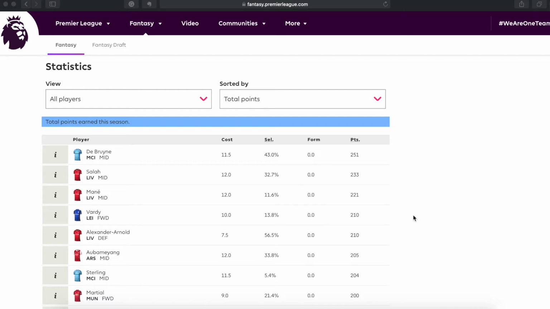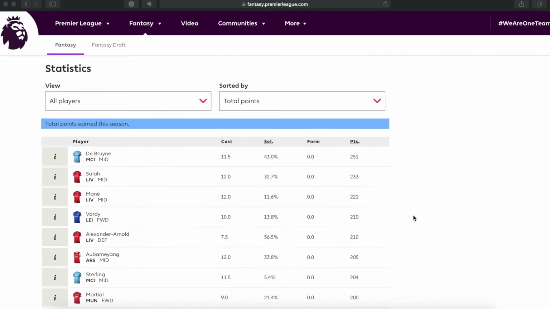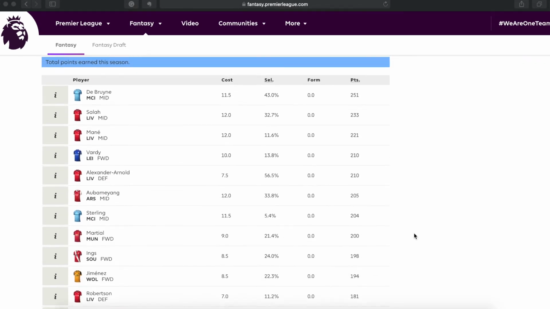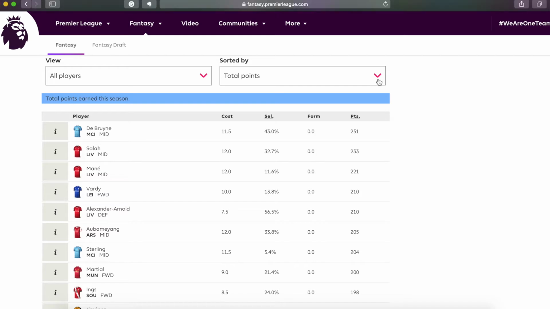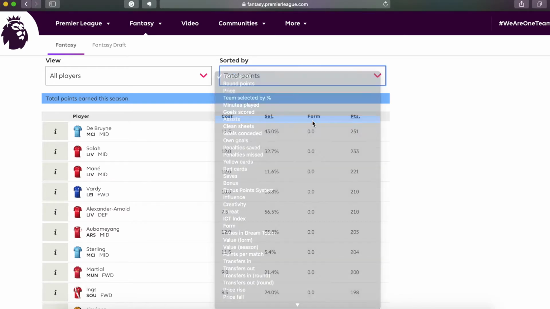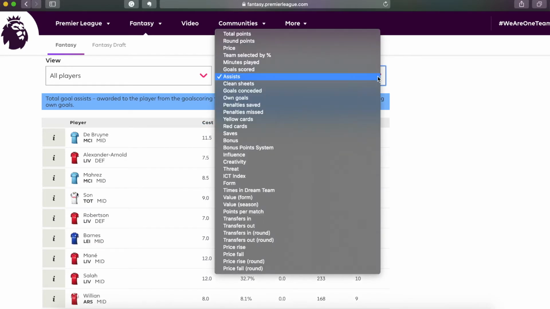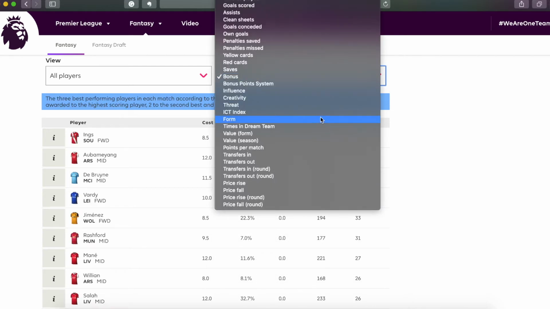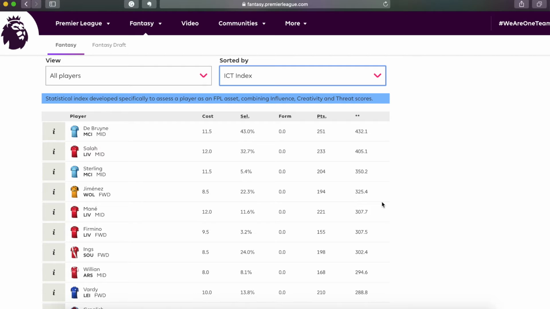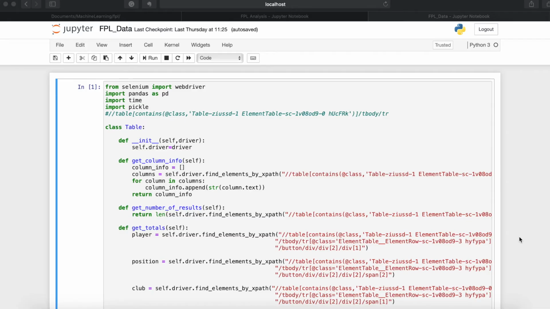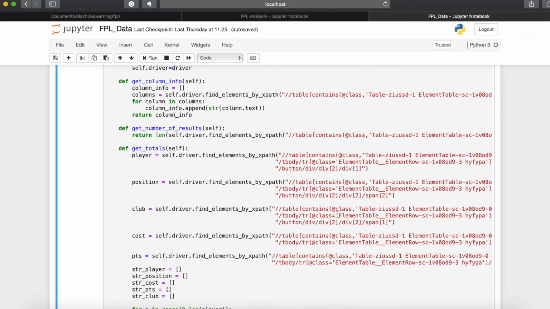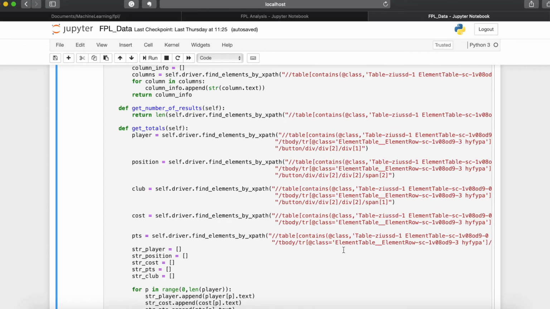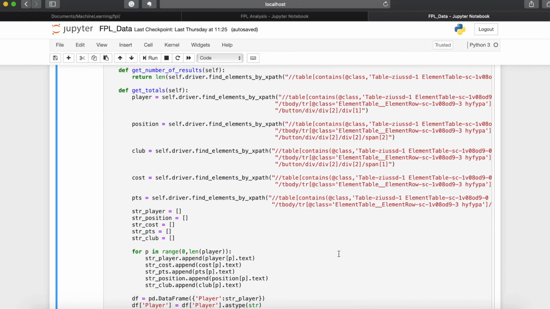Last year's statistics is available to us, so if you go onto the statistics page you can look through all the players. So this is based on total points from last season, but you can also do stuff like number of assists they got, any bonus points, or even this ICT index, which we'll discuss later in the video. I wrote something called a web scraper, which goes through that statistics page and extracts all the data which might be useful, because there's no download button on the website.